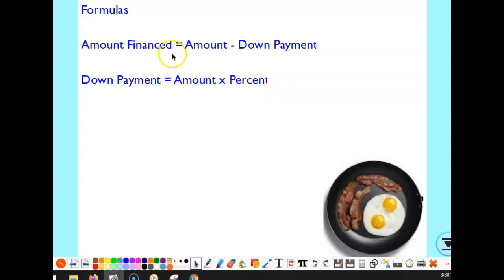To find the amount financed, you're going to take the total cost and subtract out the down payment. So this is what you're paying now. This is what you have left to pay. The amount that you have left to pay is the amount that you are financing. The cost of the item is the total, and the down payment is how much you're paying right now.